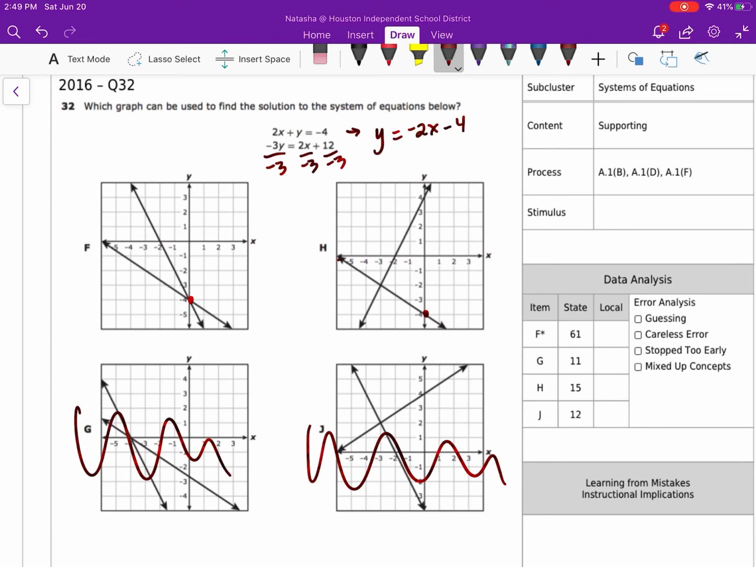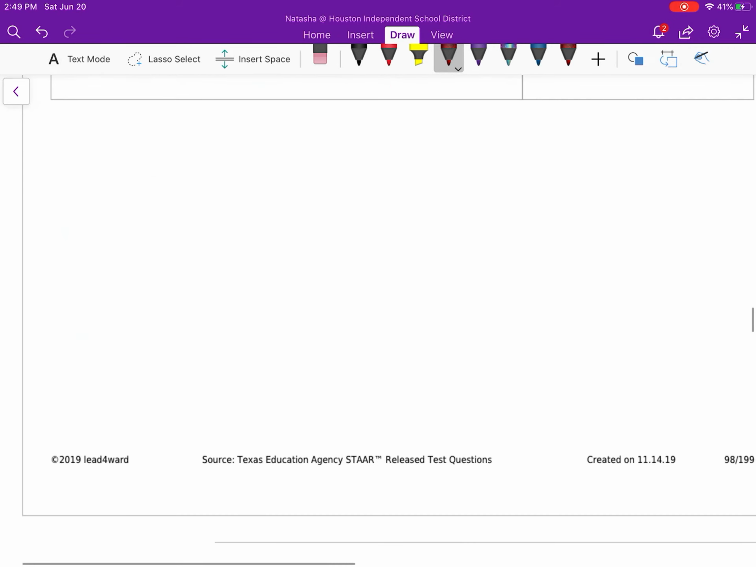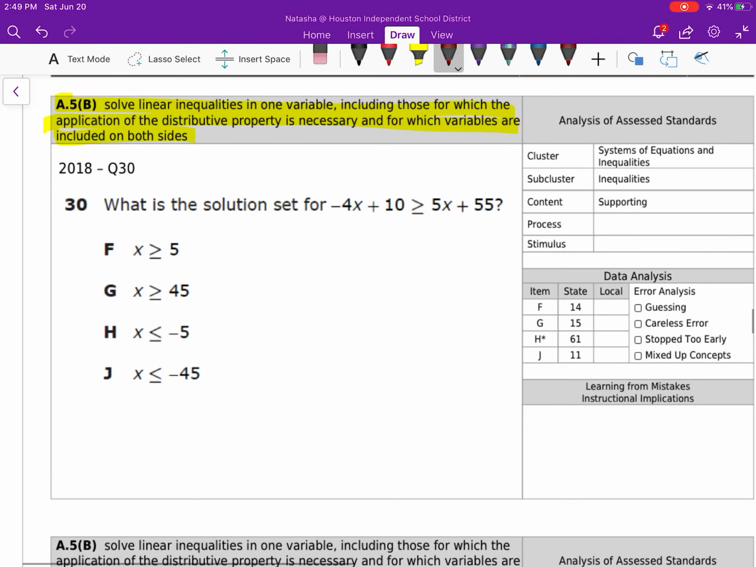We just need to divide by negative 3. So that's going to become y is equal to negative 2/3 x, minus 12 divided by negative 3 is plus 4. So F is our answer choice, because both those equations have a y-intercept of negative 4. And the next one.